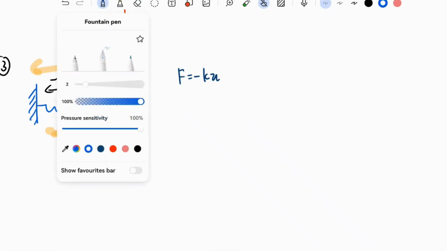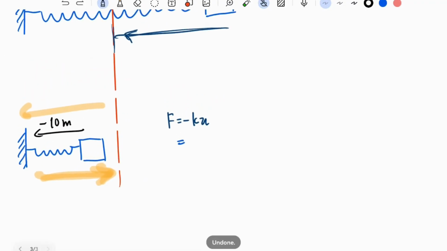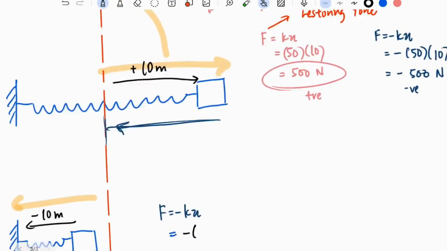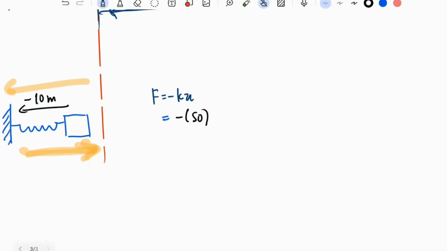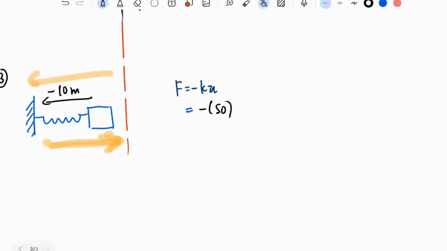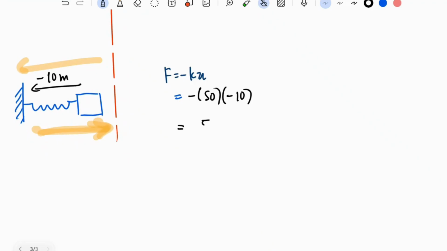Our spring constant remains the same, because regardless of extension or compression, it doesn't affect your spring constant. So it is negative. Spring constant is 50. This is just an example of spring constant I'm giving. You can put any value and test it out. The theory will work. So 50. X is negative 10. Why negative? Because it's on the left side of your equilibrium. What will you get? You will get 500 Newton.